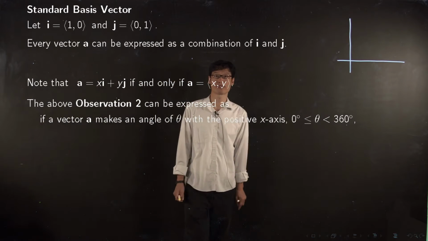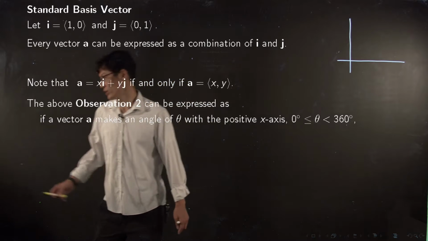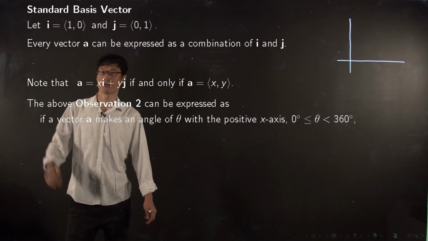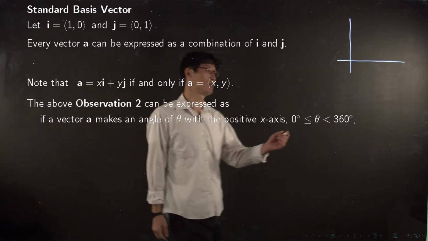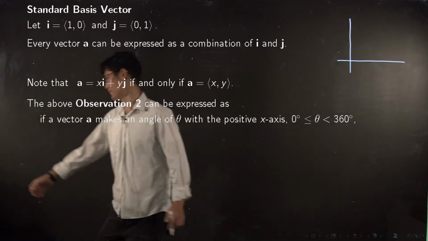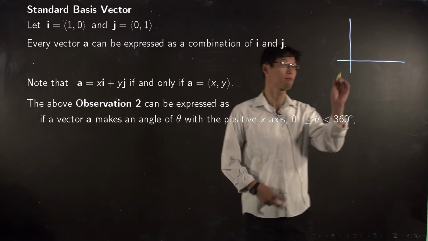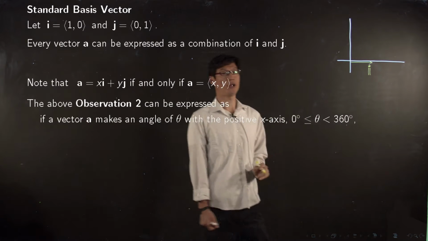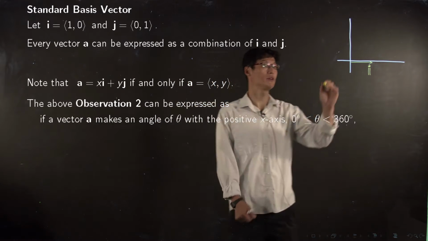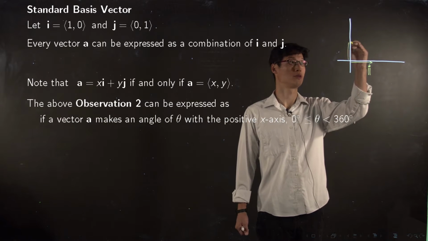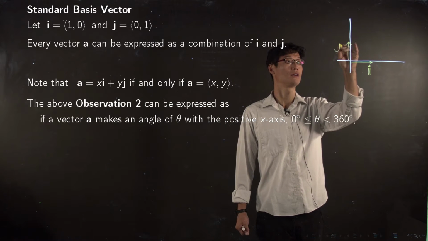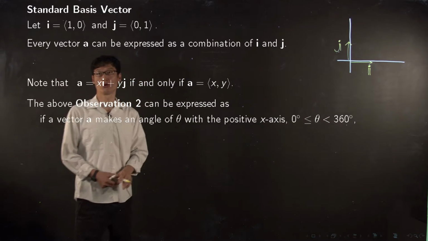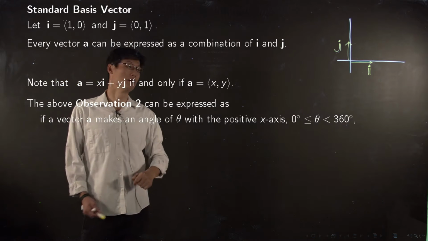Okay, the next topic is standard basis vector. So we are interested in two special unit vectors. Vector I is the horizontal unit vector, and J is the vertical unit vector. And of course, their coordinates are (1, 0) and (0, 1).